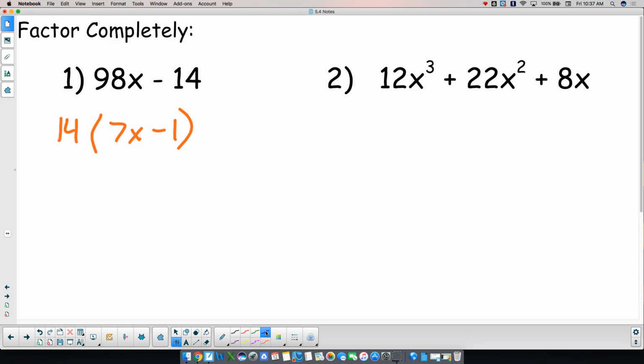Numerical greatest common factor is 2. Variable greatest common factor is x. So I can factor out a 2x. That leaves me with 6x squared plus 11x plus 4. Now, woohoo! We factored.